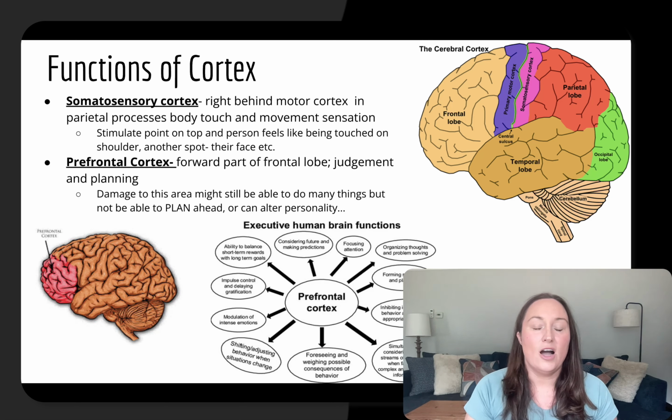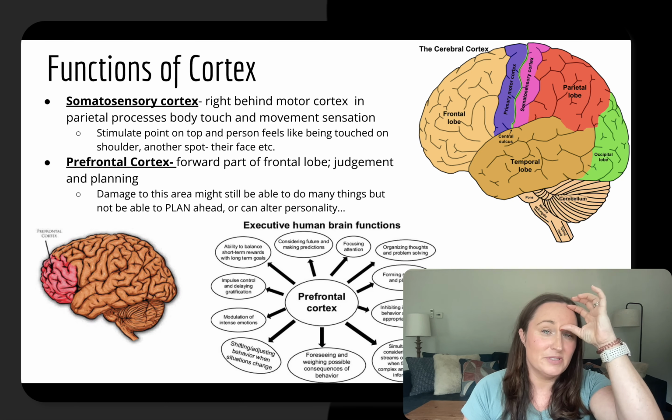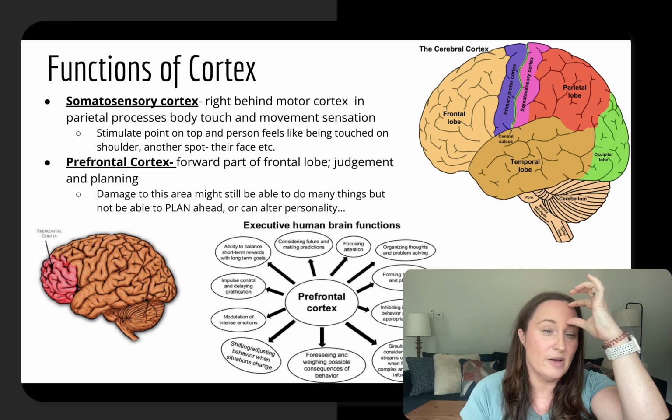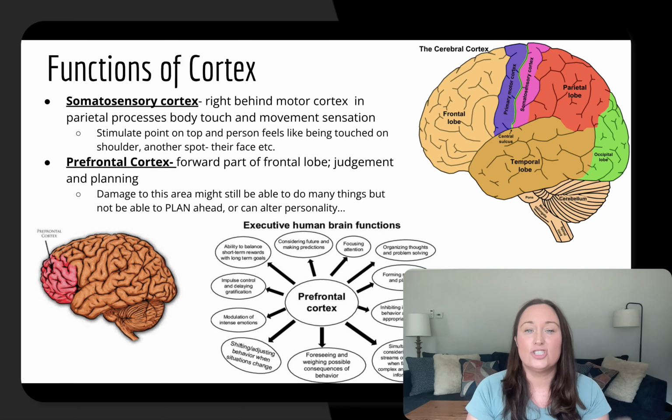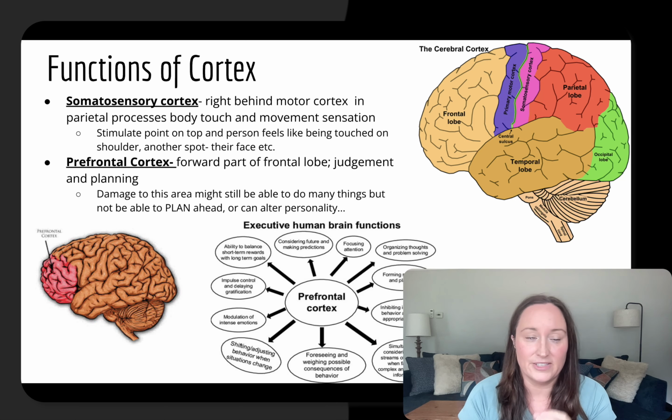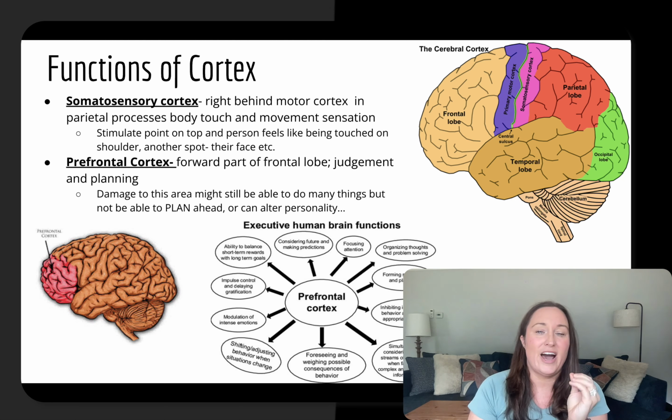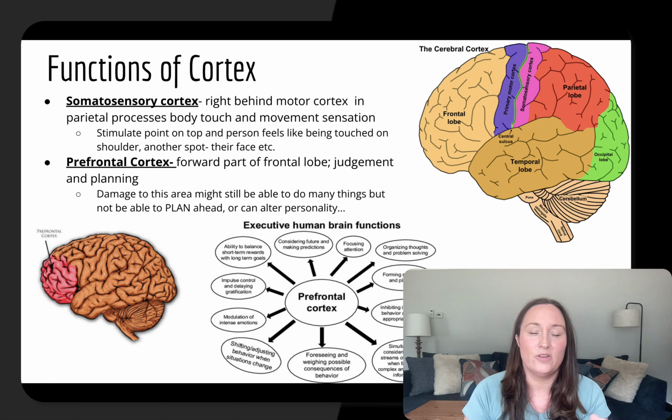So now let's talk about the prefrontal cortex. That is the specific part of the frontal lobe way up here at your forehead. That is our judgment and planning part of our brain specifically. So we've had case studies where people injured this part of their brain and they became more impulsive.